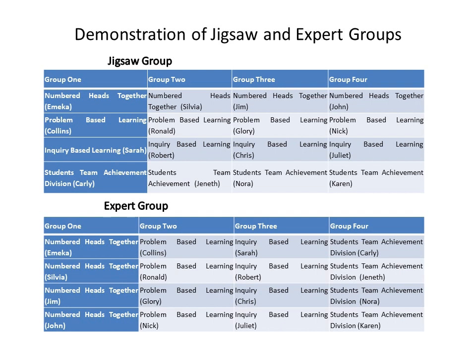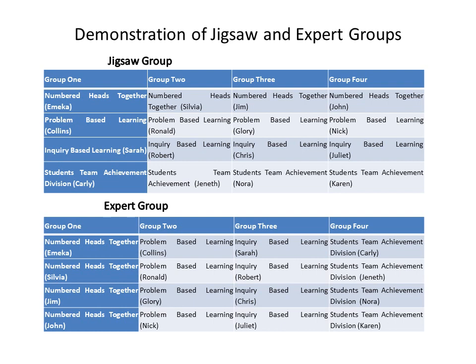Emeka, Sylvia, Jim, John. And then in the second row, you see that all the students are discussing problem-based learning. Row 3, you find out also that the students, all of them are discussing inquiry-based learning. And in row 4, all the students are discussing students' team achievement division.